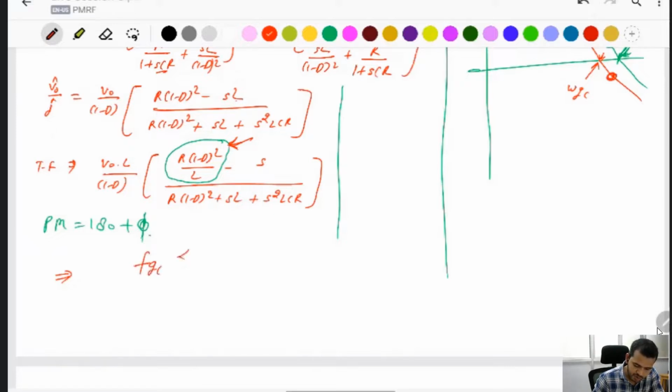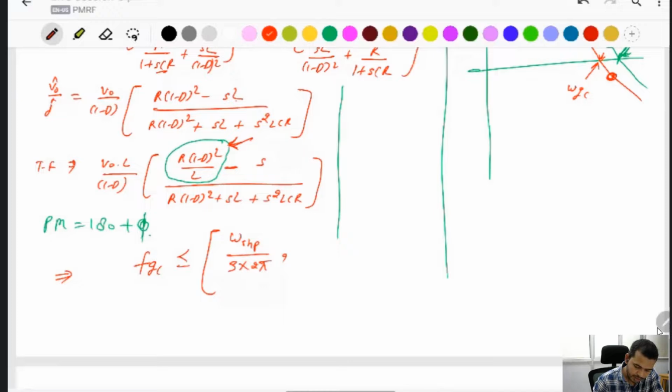Omega GC should be the minimum part of omega of the right half plane. This one is the right half plane zero, because of this negative term here. Take one third of it, three times. If you want to express it in frequency, then divide by 2 pi.